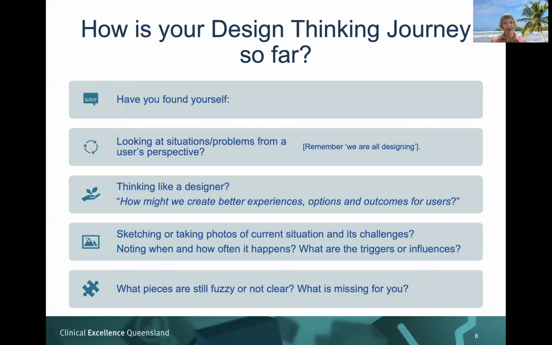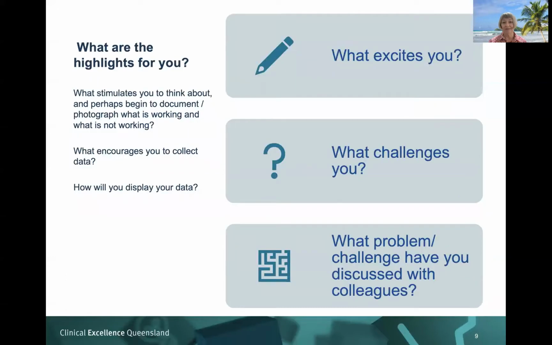Are you actually sketching what's happening, taking photos of what's happening in a situation, noting when it happens, how often it happens, and whether there are particular triggers and influences? Does it only happen on a Monday morning? Does it happen after a long weekend? Does it happen when there's been a big delay? And I guess we're also wondering what pieces are still fuzzy or not clear for you, and maybe what's missing, because once we know that, we can actually do something about it.